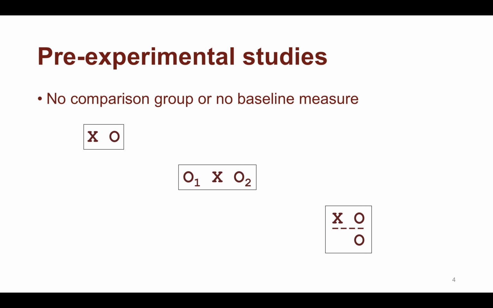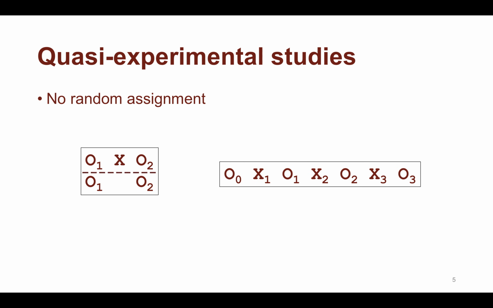So those are pre-experimental studies, no comparison group or no baseline measure. Quasi-experimental studies typically will have different conditions or groups for comparison, but there's no random assignment. And that's what sets them apart. That's what differentiates them from a true experiment, whereas we'll see there is going to be random assignment.